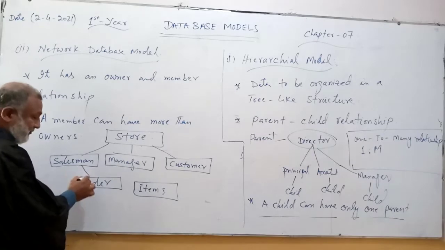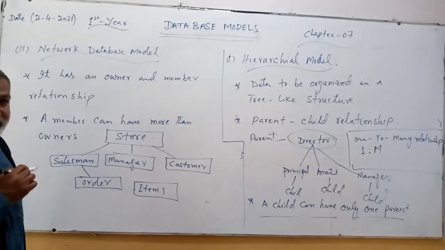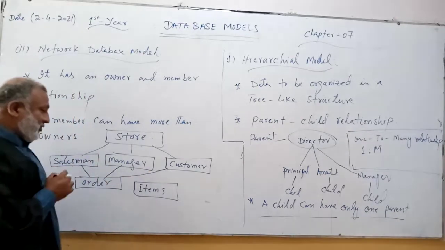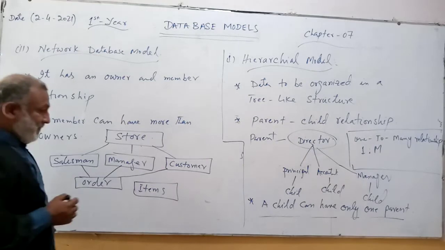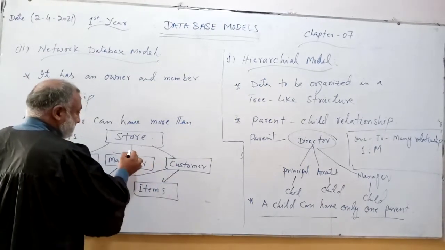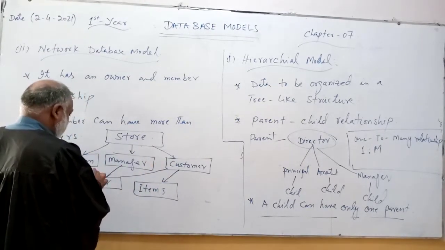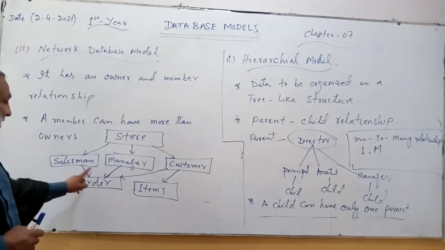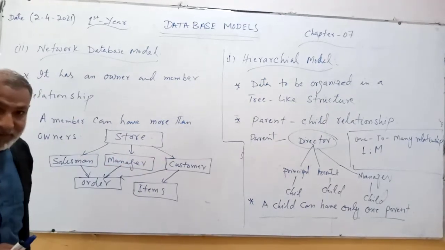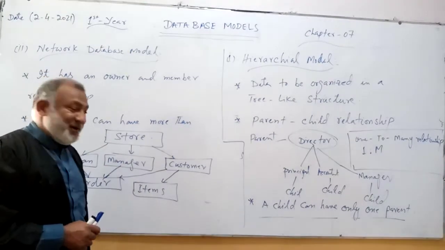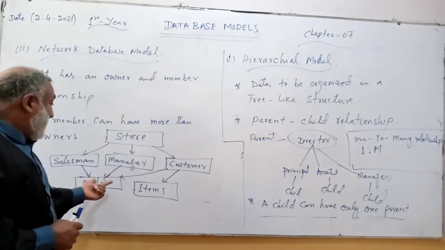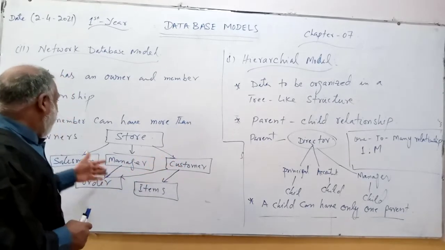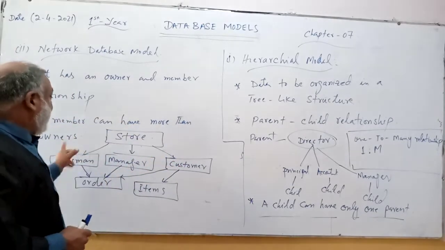So an order can be put by an assessment, by a manager, and by a customer. Now here you can see that this is a child which right now has 3 parents. That is why it is not called a parent-child relationship. It is called member and owner. In this area, a member has 3 owners, and that is why a member can have more than one owner.